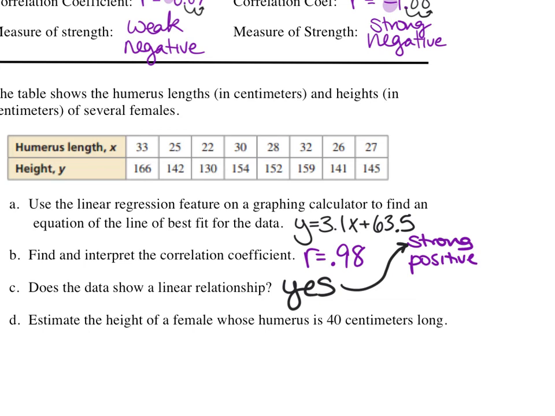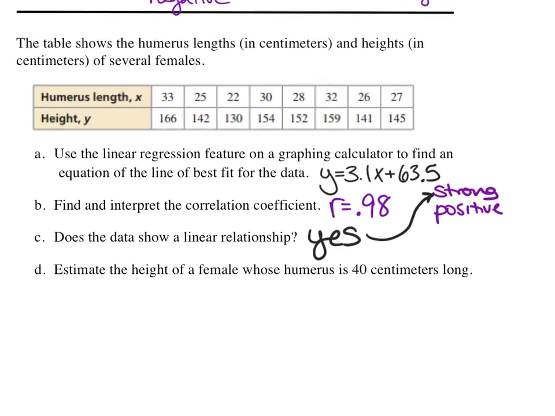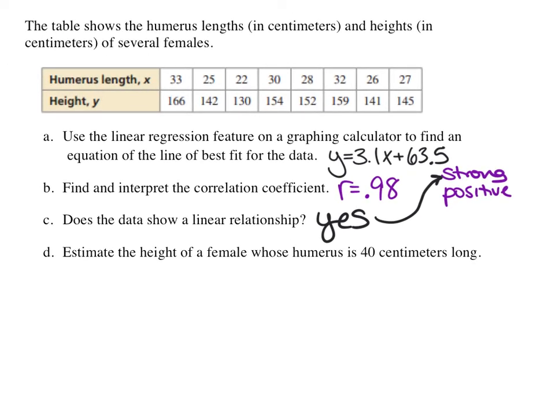We're going to write some steps down on your piece of paper because these are not on your calculator steps. It says estimate the height of a female whose humerus is 40 centimeters long. Question. They gave me that the humerus length is 40 centimeters long. Did they give me an input or an output? An X value or a Y value? Ooh, read the table. An X value. So they're saying that X is equal to 40.